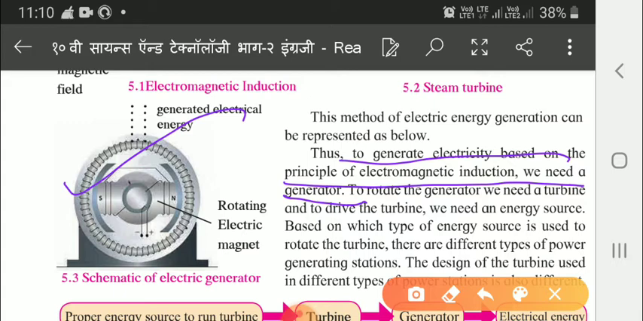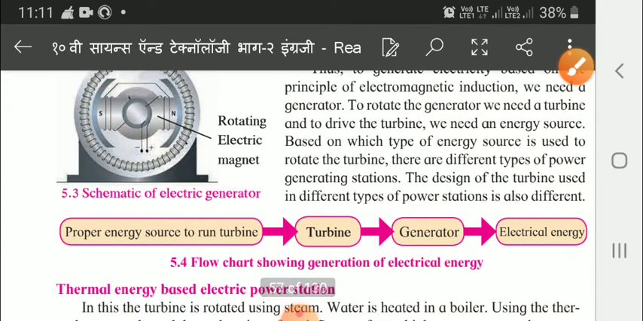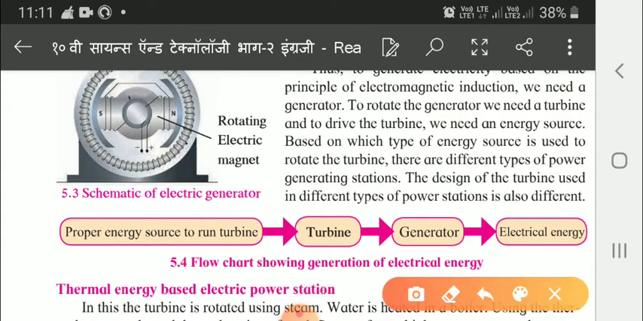To rotate the generator we need a turbine, and to drive the turbine we need an energy source. There are different types of sources to rotate the turbine, and according to that, the name of the station is given, such as thermal station, nuclear power plant, and so on. So the flow chart is: a proper energy source to run the turbine, then the turbine rotates and gives energy to the generator, and the generator produces electrical energy.